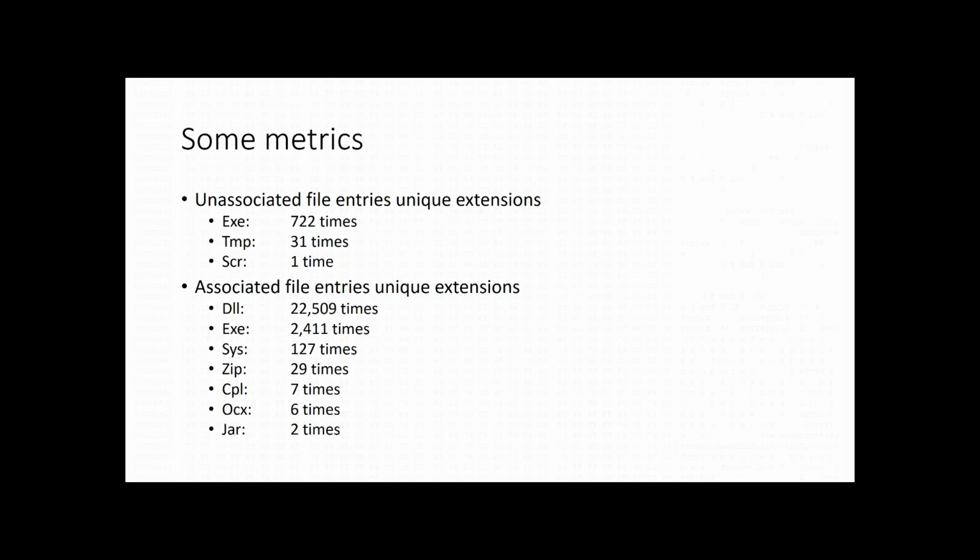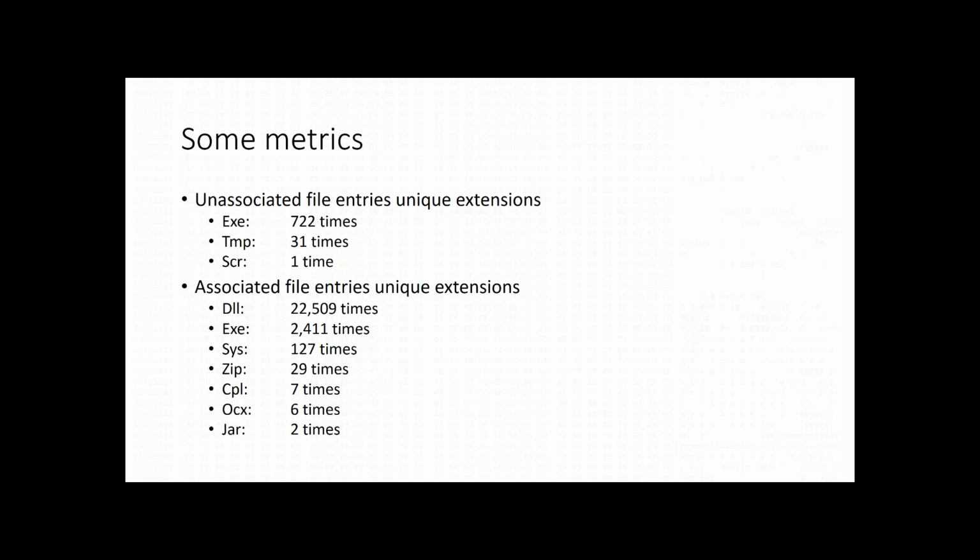So what I did was run one of the parsers and then take my output files, group them, pull out all the stuff, and then count basically by unique extensions. So you can see in the bottom entry, the associated ones, we have a lot of DLLs, a lot of executables, and so on. But then when we get to the top, things are much less, where we have just three: exe, temp extension, and SCR.